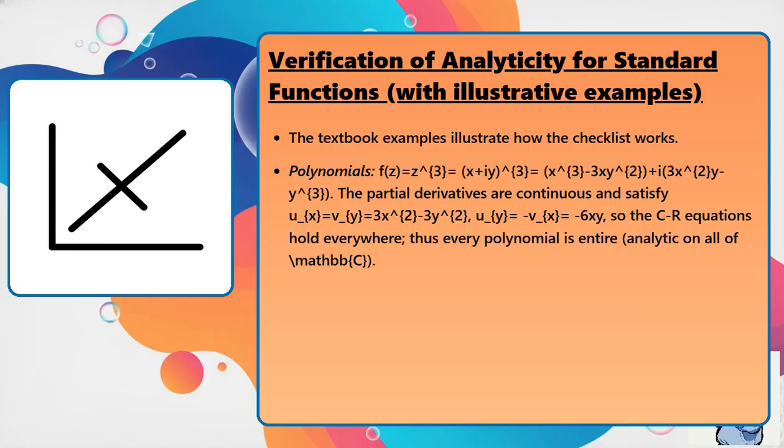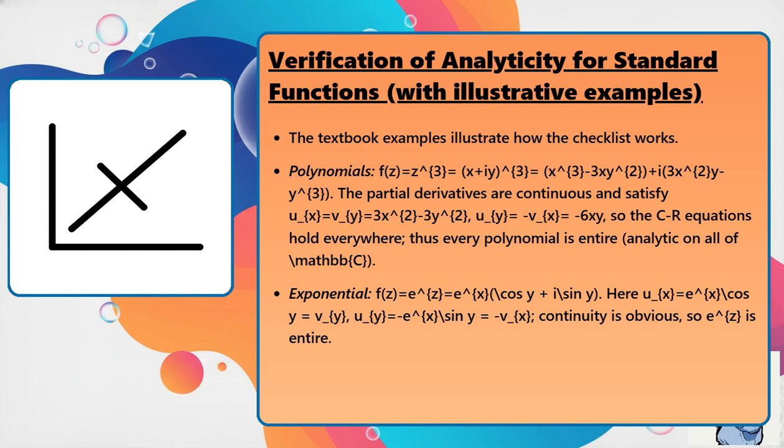Polynomials: f(z) = z^3 = (x + iy)^3 = x^3 - 3xy^2 + i(3x^2 y - y^3). The partial derivatives are continuous and satisfy u_x = v_y = 3x^2 - 3y^2, u_y = -v_x = -6xy, so the CR equations hold everywhere. Thus, every polynomial is entire, analytic on all of C.